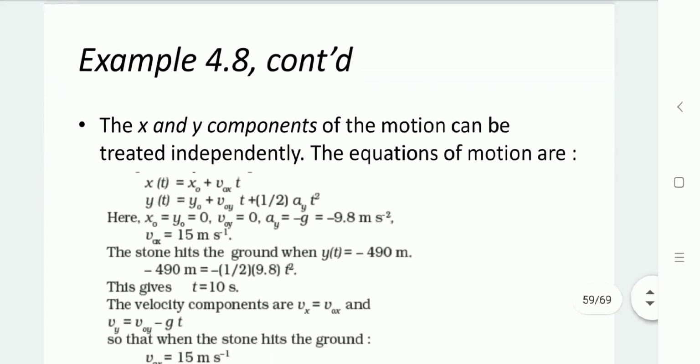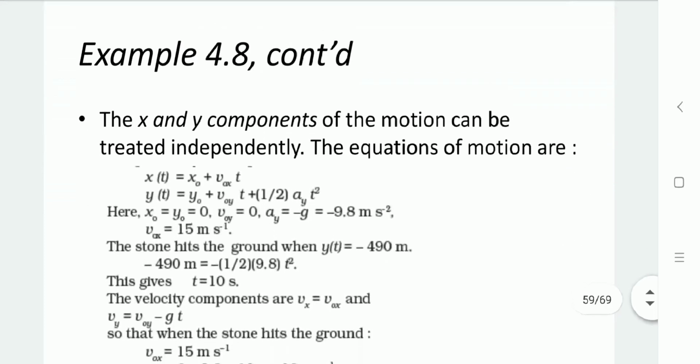Accordingly, we have the equations x of t equals x0 plus v0x t, and y of t equals y0 plus v0y t plus 1/2 a t square. As the initial point at time t equals 0, the initial coordinates x0 and y0 equal 0, v0y is also 0, and the acceleration during the free fall is the acceleration due to gravity, a equals minus g, that is minus 9.8 meter per second square. The initial velocity in the x direction is given, v0x equals 15 meters per second.